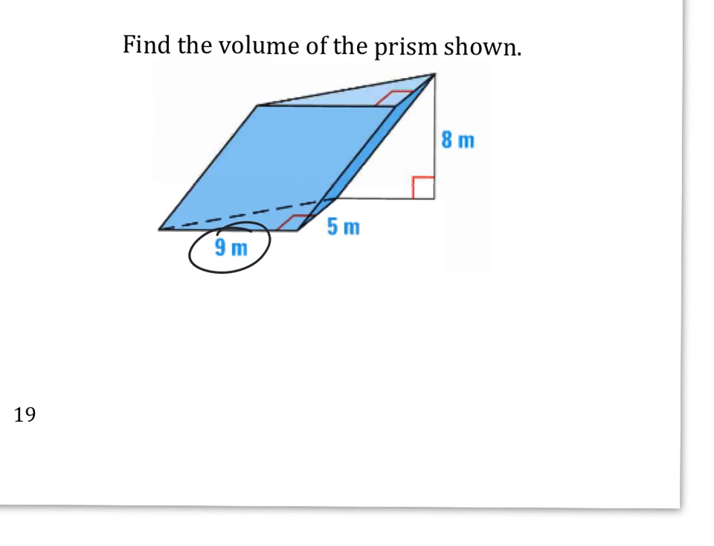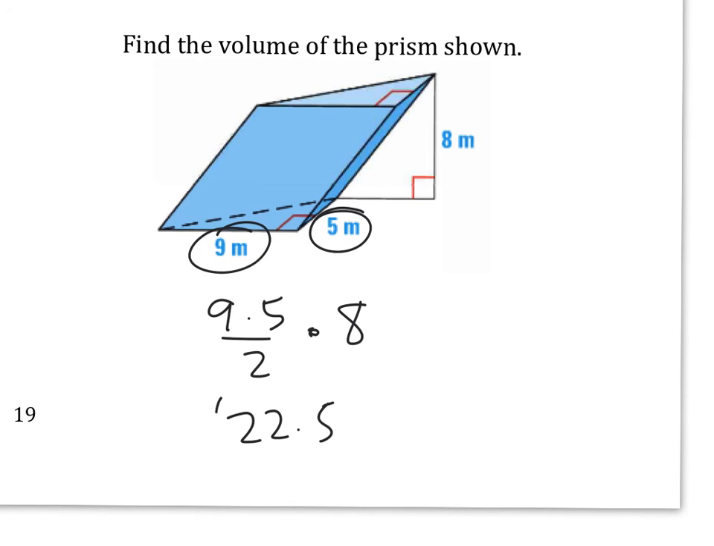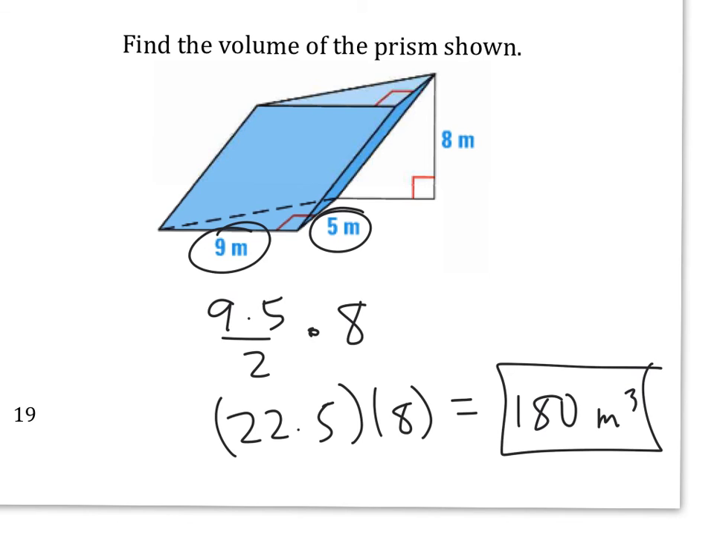You're doing the area of the triangle, which is 9 times 5 divided by 2, and then multiplying by the height of the prism, and that's 8. So you should have ended up with 22.5 for the area of the triangle. 8 is the height of the prism. Gives you 180 meters cubed. All right? Questions?